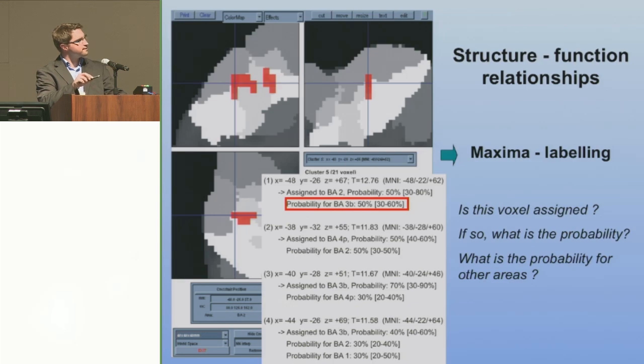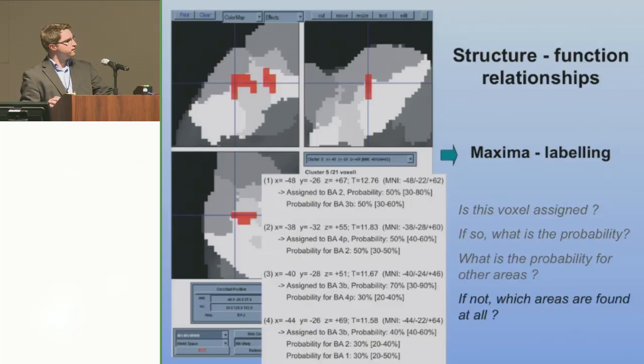Now you could ask, why is it then assigned to area 2 rather than area 3B when both have a probability of 50%? Well, that's basically taking into account the neighboring voxels and breaking the tie by using the surrounding. And if it's not assigned, then we can ask which other areas are found at that position.